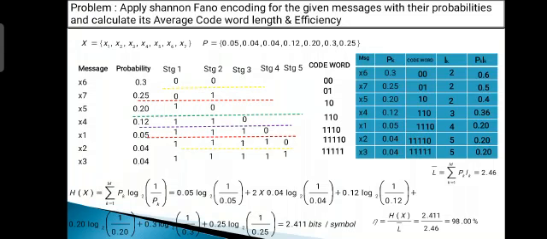Finally, we can calculate the efficiency by the formula, ratio of entropy by the average code word length. Substituting the values and simplifying, we get the efficiency as 98%.